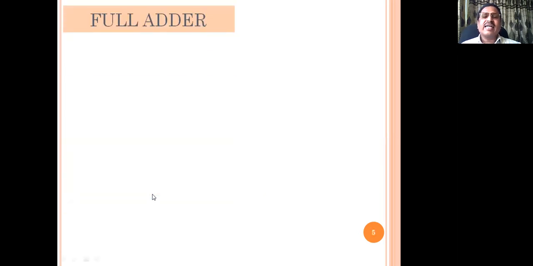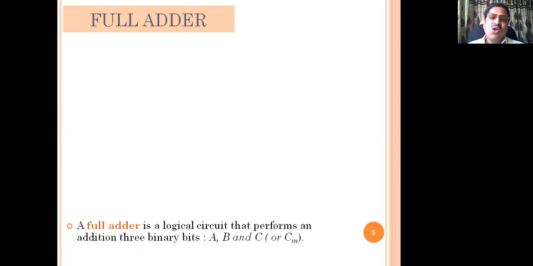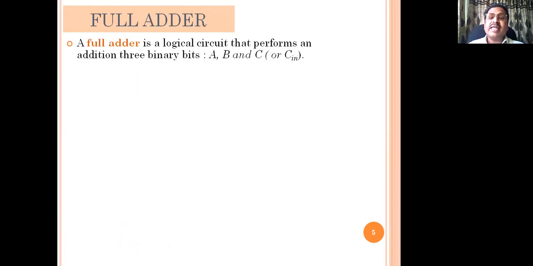We'll go for the second type of adder, that is the full adder. A full adder is a logic circuit used to add 3 binary bits. For a circuit which performs the addition of 3 binary bits, let A, B and C be the 3 inputs. So the addition of these 3 bits is made by using a logic circuit known as a full adder, in which C is sometimes also called the carry in the 2 binary bit addition. We'll see about it very soon in the next slide about the addition of 2 binary numbers.